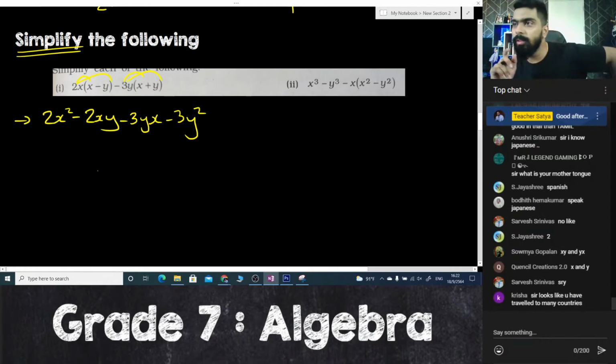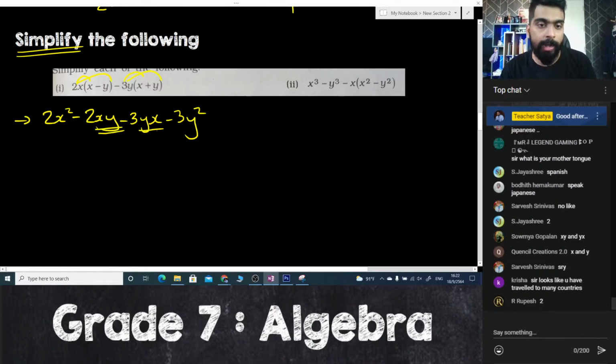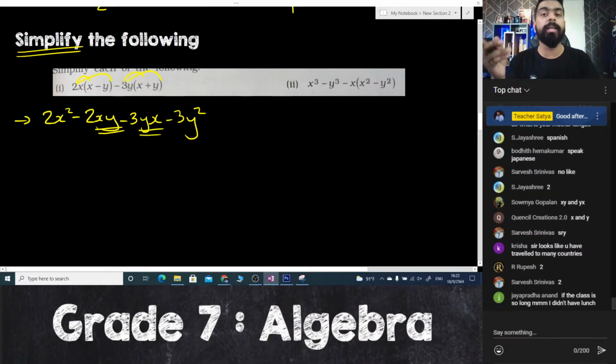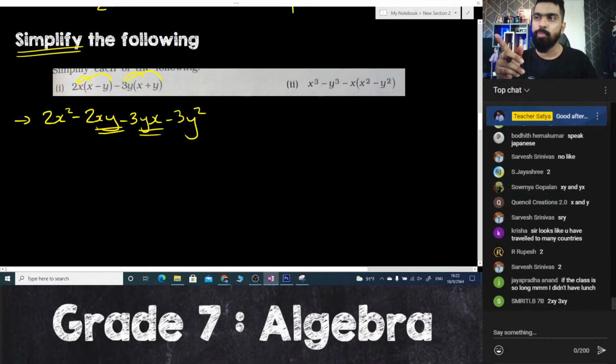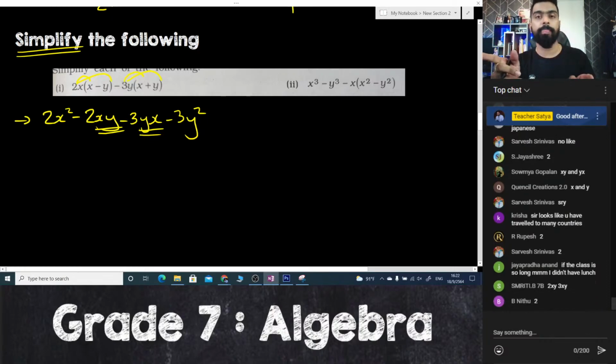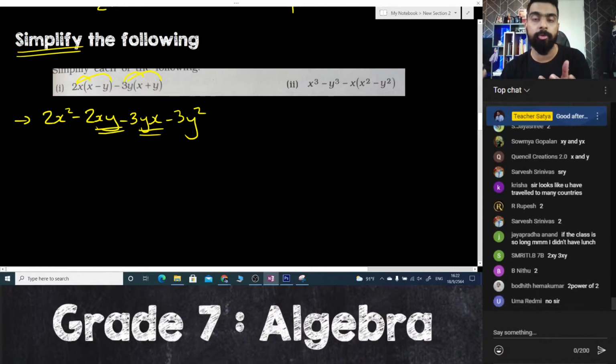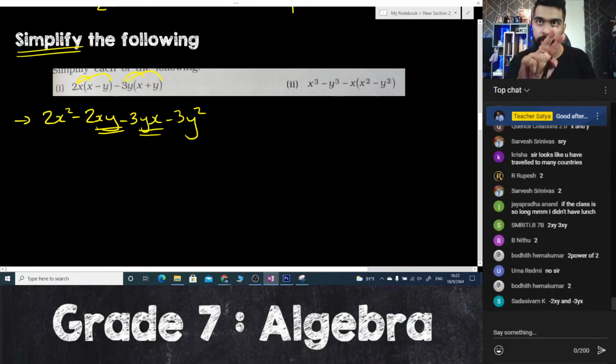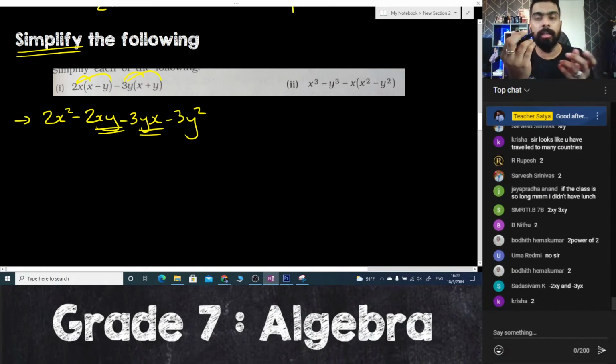So guys, here we go. In this one, we have xy and yx, right? Always keep in mind why they are like terms. Take a look at this: 2 times 3 is the same as 3 times 2. So however you swap the terms or the variables, the terms will still be like terms. All right, guys? Very, very good.